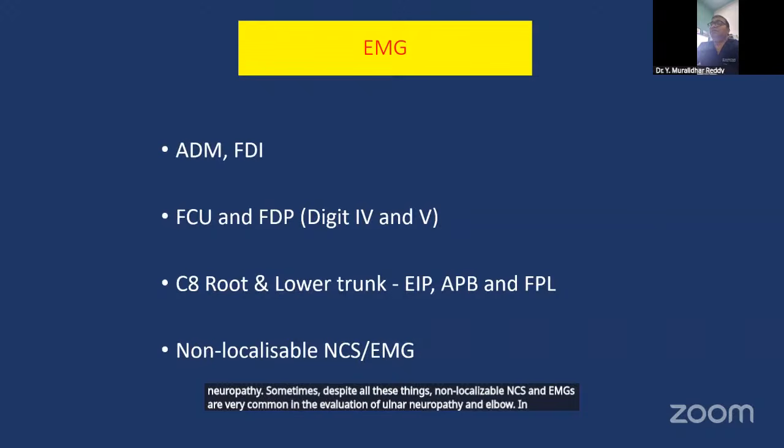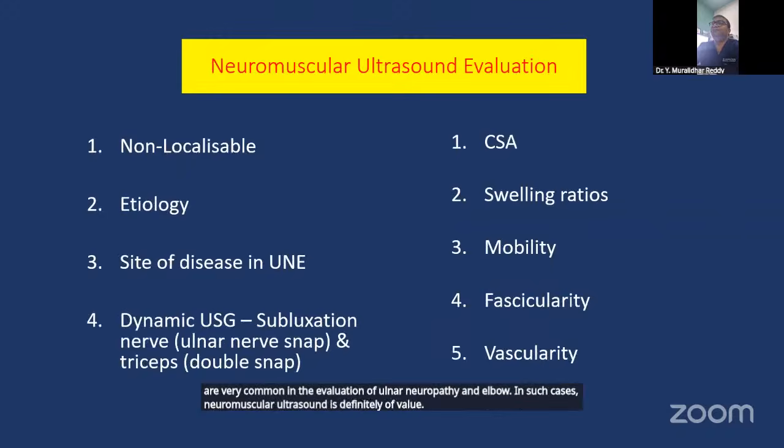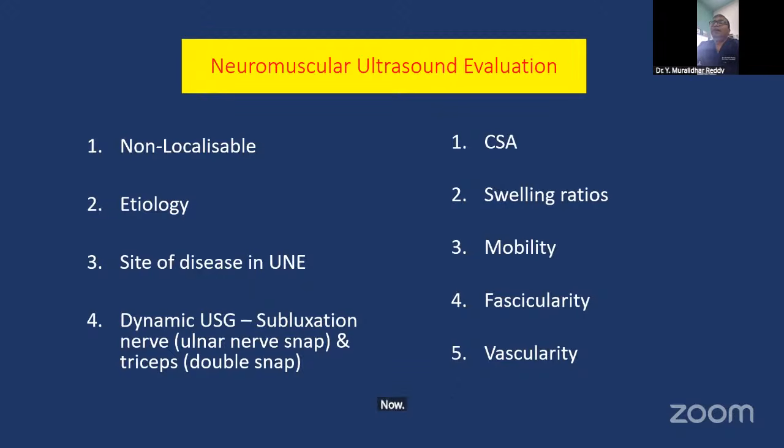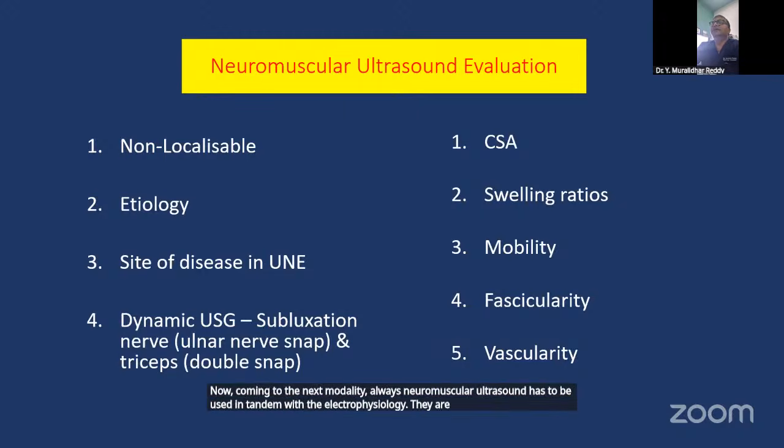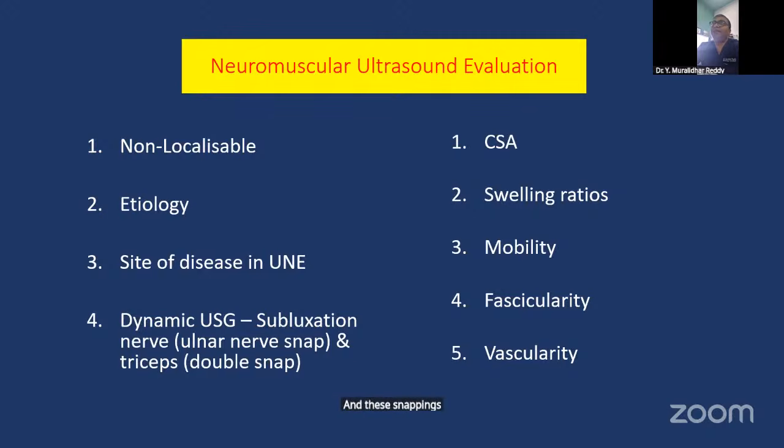In such cases, neuromuscular ultrasound is definitely of value. Now, coming to the next modality, neuromuscular ultrasound always has to be used in tandem with electrophysiology. They are complementary techniques. It is very useful when the lesion is non-localizable, and we cannot tell the etiology from electrophysiology, and to identify the exact site of the disease. Subluxation, ulnar nerve snap, and even triceps snaps are very common, and these snappings are better demonstrated by neuromuscular ultrasound only.